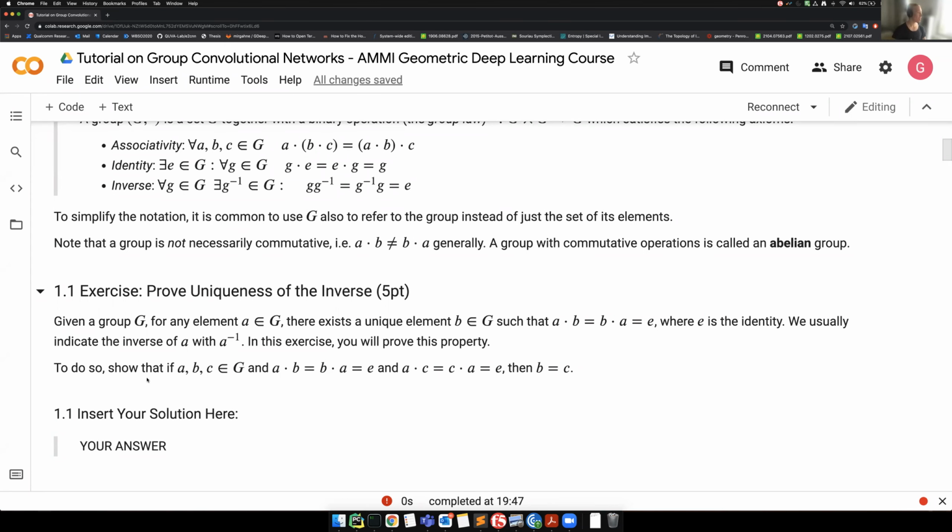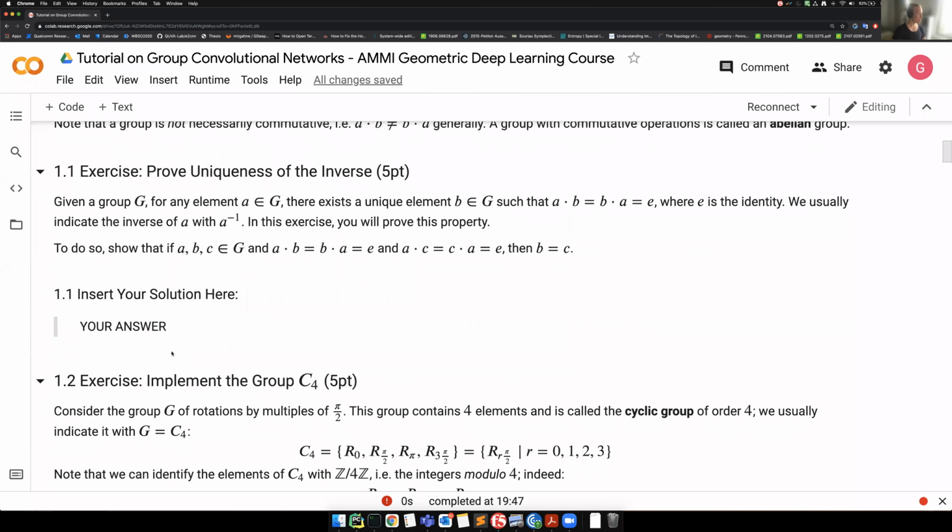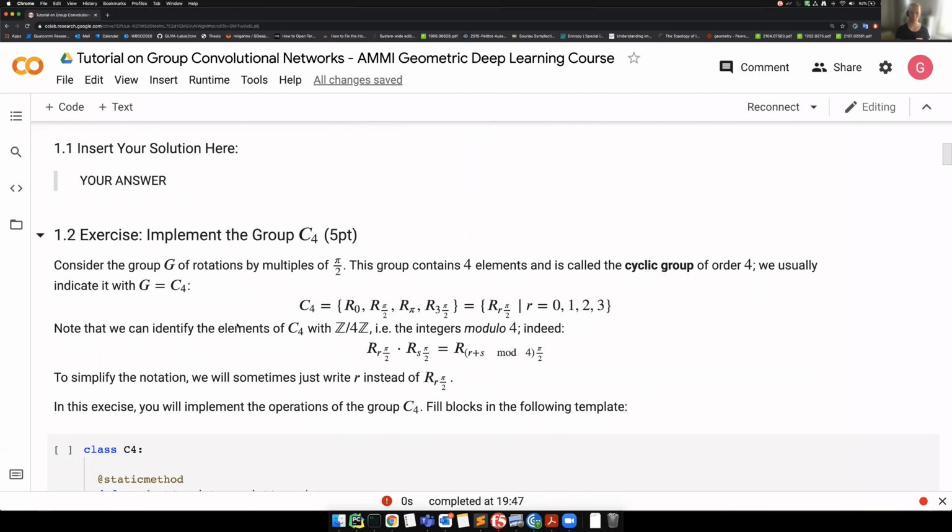Okay, nice. Then we pass now to the second exercise. So now we look at a bit more practical example. We introduce our first group. This is the group of 90 degrees rotation. We call it the cyclic group of order 4.